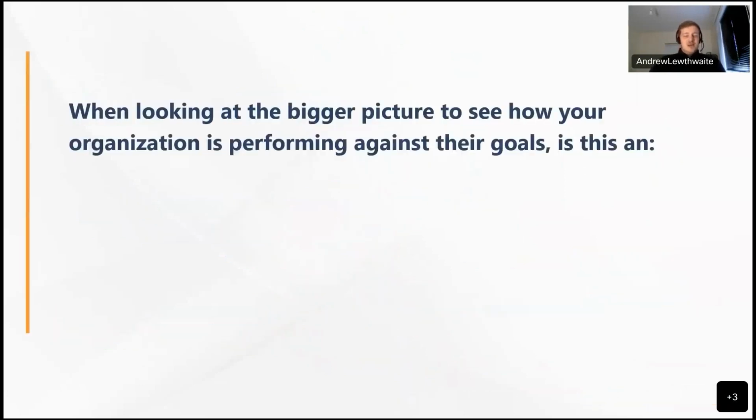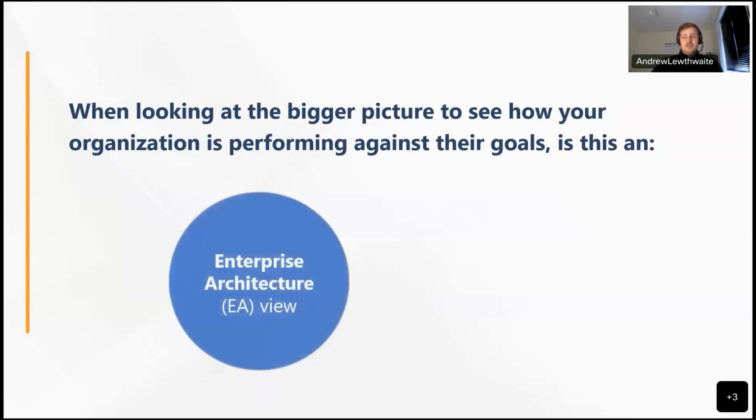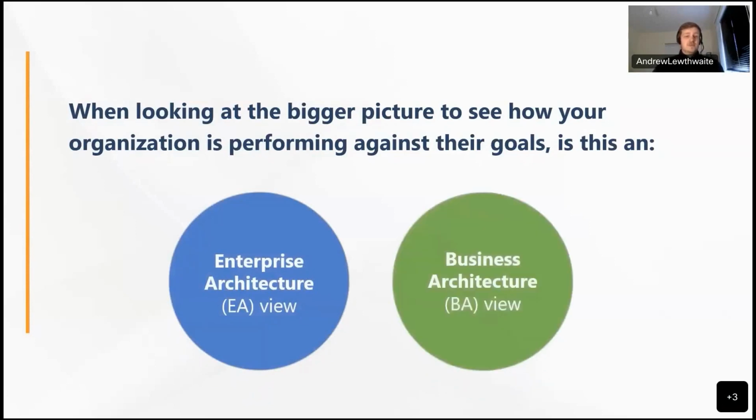But today, we are talking about enterprise architecture and business architecture. For a lot of organizations, there are a number of things to consider here, but if we take a look at the big picture, there are a number of different goals and objectives that we're trying to achieve, and of course, we're trying to measure how well we're performing against those goals. The question we might ask is whether this is an enterprise architecture view or a business architecture view.